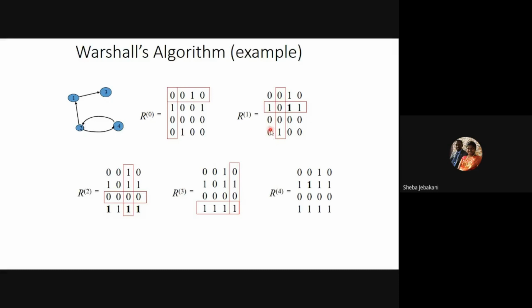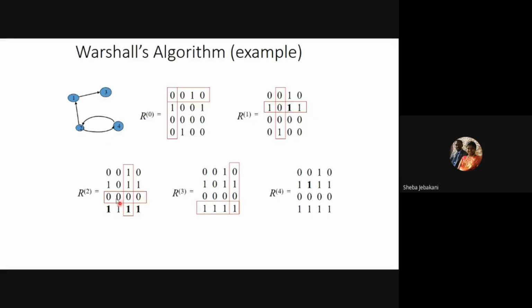Now we finished with the first row and first column, and the second row and second column. Now the third row and third column. In this we find in the third row there are no ones. That means there is no path from node 3 to any other node, so there is no way anything else will become a transitive path. So next we go for the fourth row and fourth column.